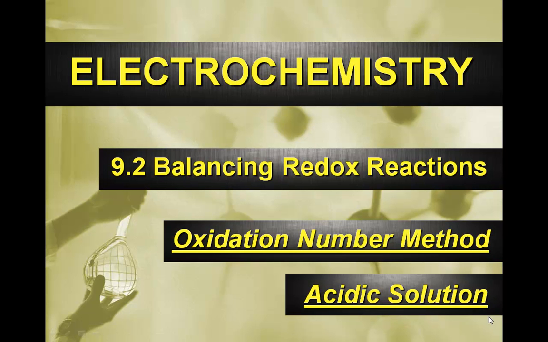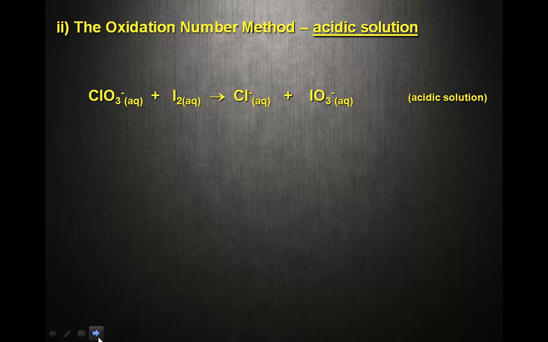Okay, so the second example of balancing redox reactions is again using the oxidation number, but this time we are going to be in an acidic solution. So if you take a look at your notes, you'll see that we're basically going to just add a couple new steps to what we've already learned with the oxidation number in neutral solutions. And so here is our reaction that we are going to balance using the oxidation number method.